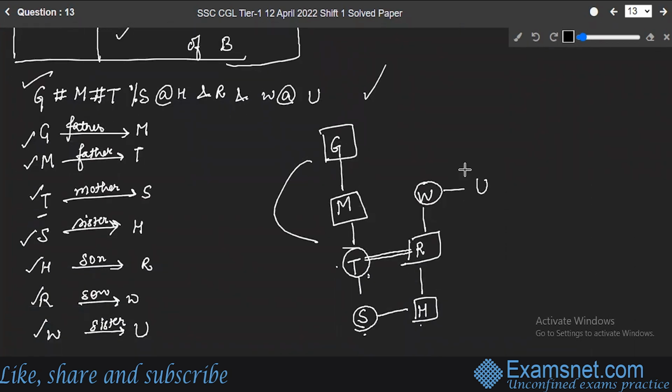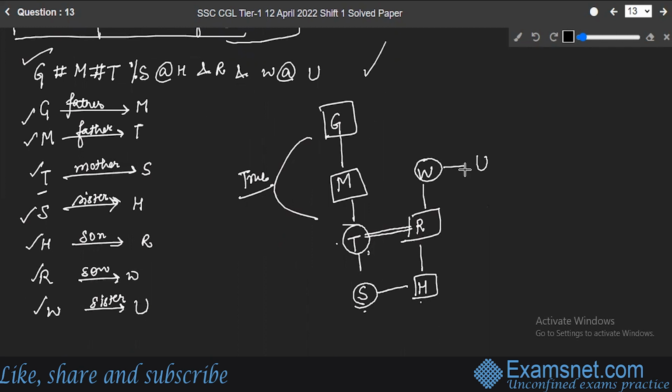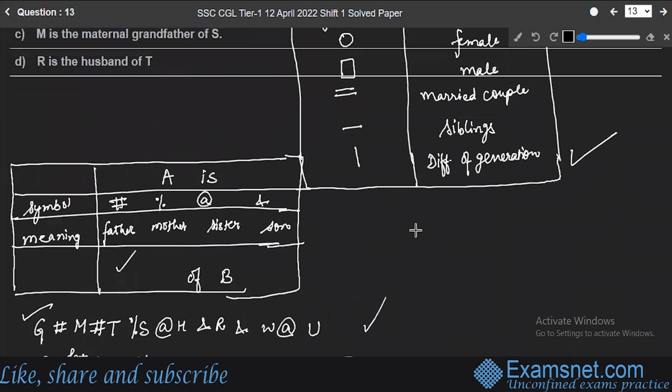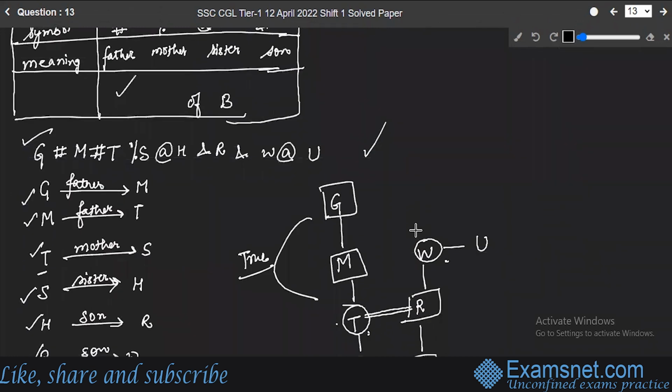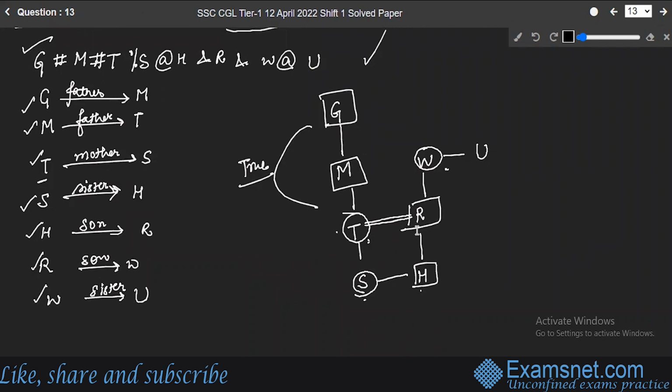That's true. See from here? As G is father of M and M is father of T, so G is paternal grandfather of T. That is true. Next one. It says W is maternal grandmother of H. Let's see. W is maternal mother of H. See, this one seems to be false.